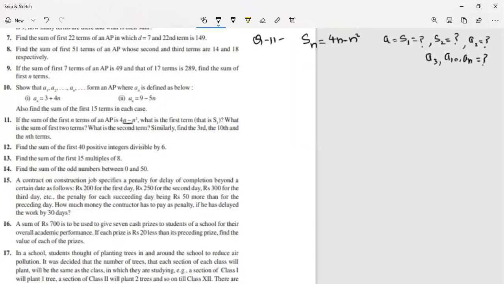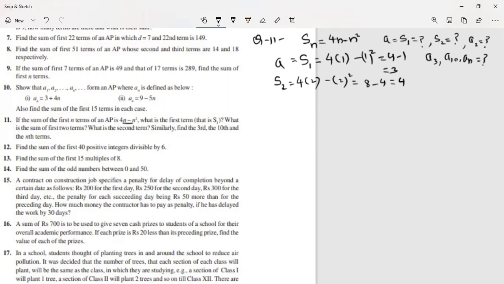So first we have to find the sum of first term, and the sum of two terms. S1, that is equal to the first term: 4 into 1 minus 1 square, so 4 minus 1 is equal to 3. Obviously the first term and the sum of the first term are the same because there is no other term to sum. Now find the sum of two terms. S2 is 4 into 2 minus 2 square, which is 8 minus 4, equal to 4. The sum of two terms is 4.